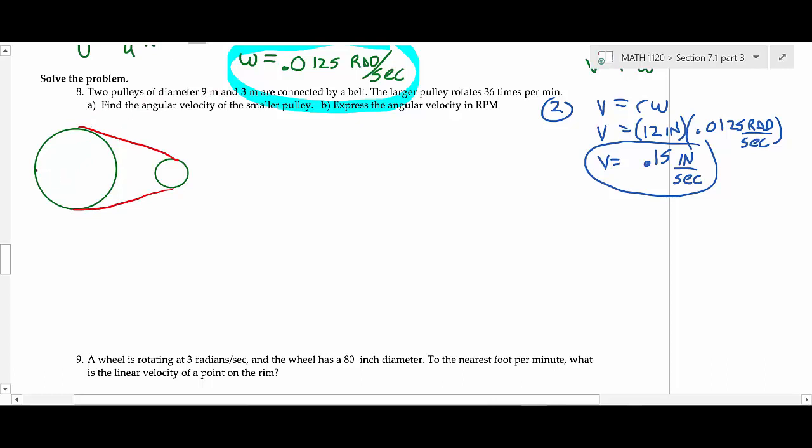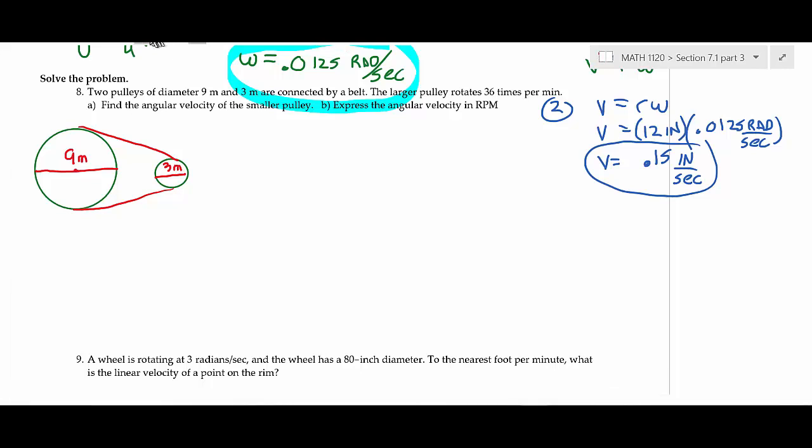So for the big circle, the diameter of a circle is the distance all the way across the circle that goes through the center. And then the smaller one has a diameter of 3 meters. So the first thing you're given is the diameter, so it's easy to find the radiuses, which you have to find.